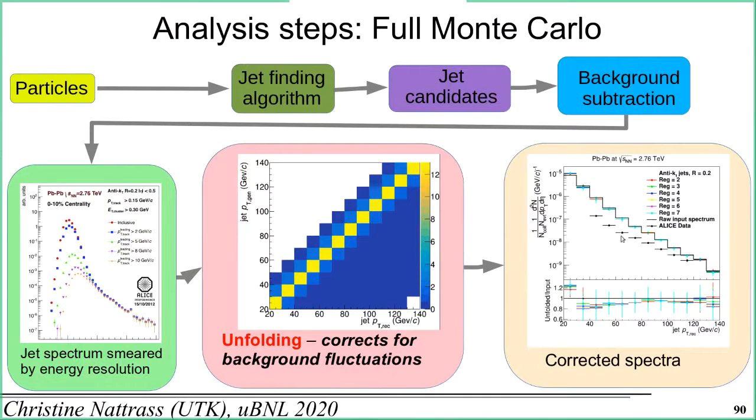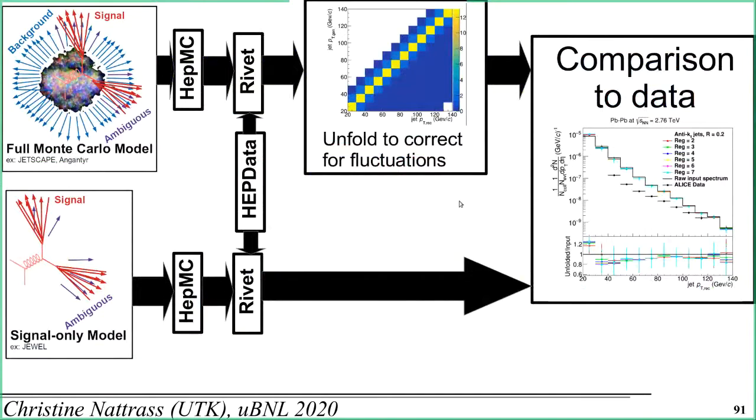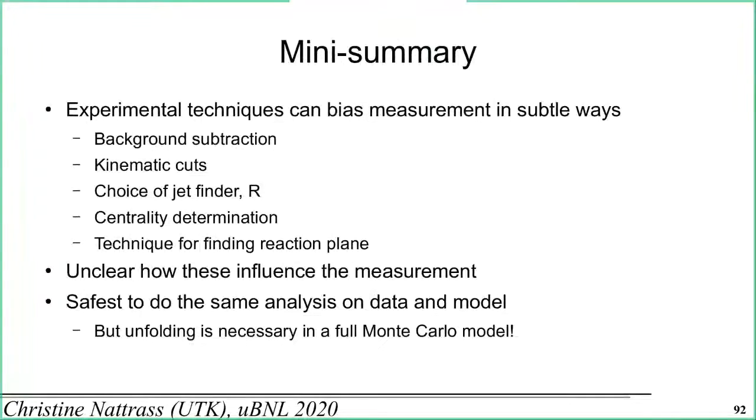And this is what my postdoc Antonio did. So then you have two streams. If you have a Monte Carlo generator like JOULE that has no background, you skip this unfolding step. If you have a Monte Carlo generator like Pythia-Angantyr or the default mode for Jetscape, you have to correct for these fluctuations. And then you're unfolding on Monte Carlo, which makes people uncomfortable. But that is what you have to do if you want data and Monte Carlo to be comparable. Because these measurement techniques can bias the measurement, we should do exactly the same thing in data and in Monte Carlo.